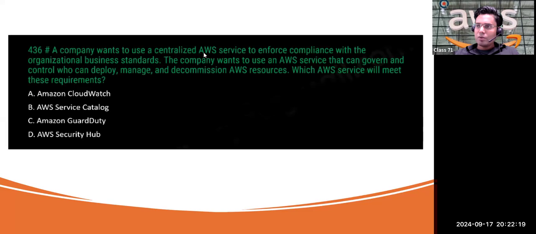A company wants to use a centralized AWS service to enforce compliance with the organizational business standards. The company wants to use an AWS service that governs, controls, deploys, manages, and decommissions AWS resources. Okay, that's a new service which is called Service Catalog. So you have to remember this one. That's the AWS service to enforce compliance with organization business standards. So you have to memorize this one. There's a service called Service Catalog. They do this thing. Okay.